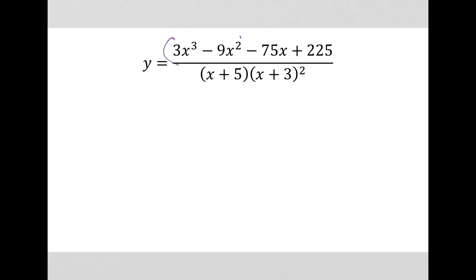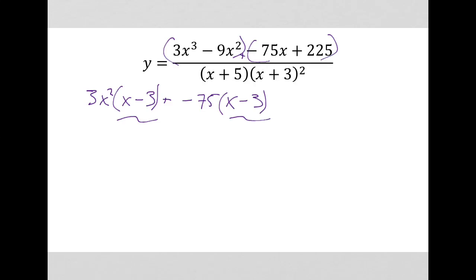So look at the first two terms together, and then look at the last two terms together. What can we factor out of the first two? Well, we can pull out a 3x squared, and you're left behind with an x minus 3. And then if you look at our other term, we can factor out a negative 75, and you're also left with an x minus 3. And that is our goal.